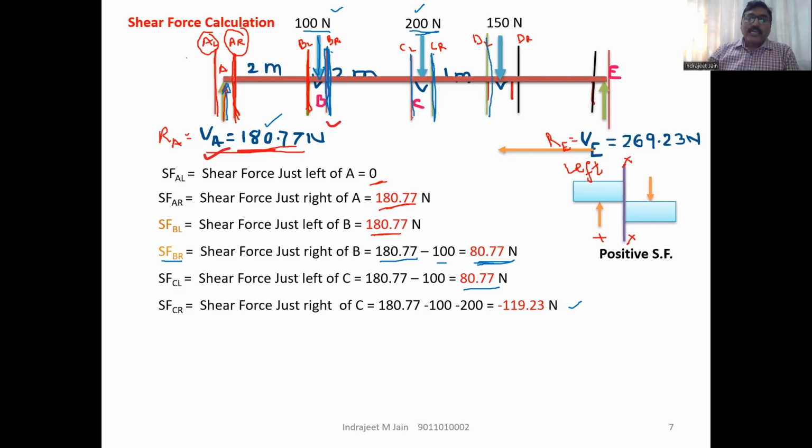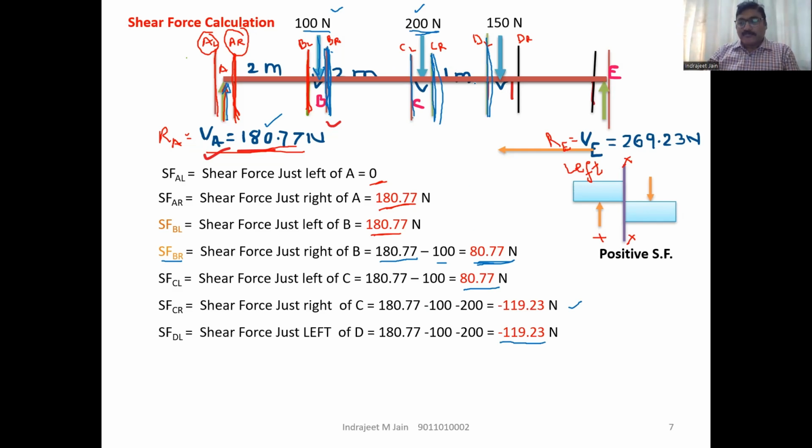The value at the left side of C right remains the same as the value at the left side of D left. The value will be the same, 119.23, because there is no loading between C right and D left.